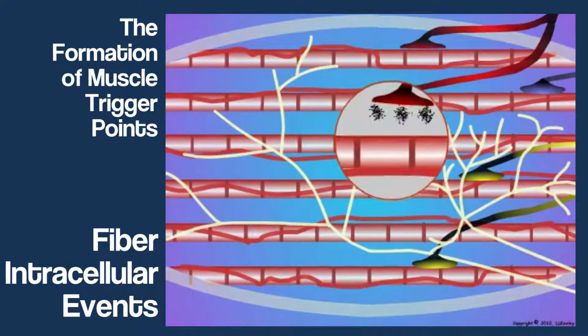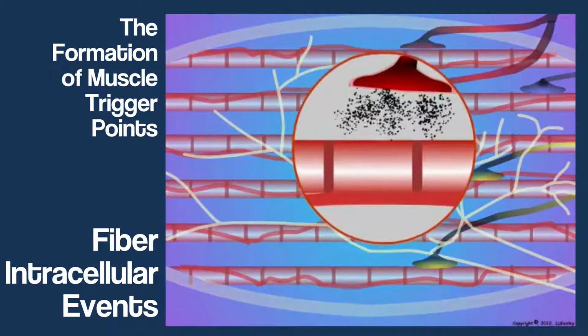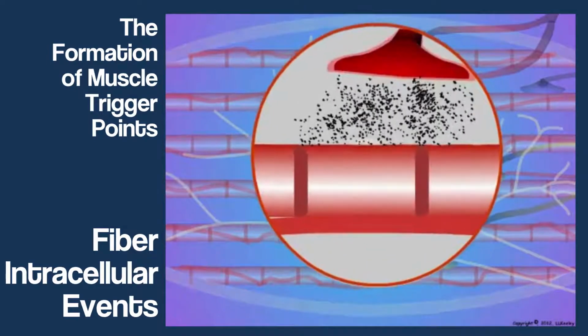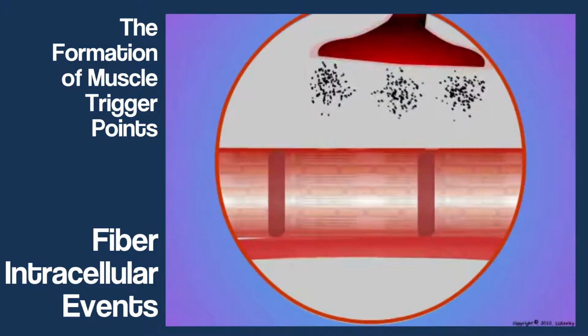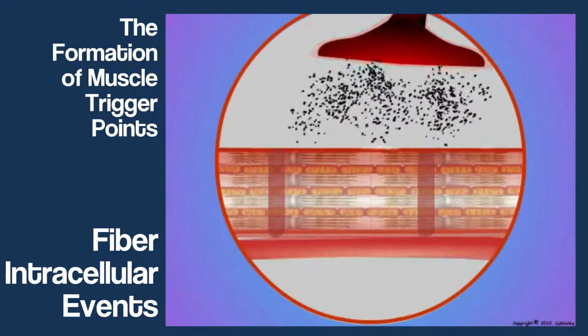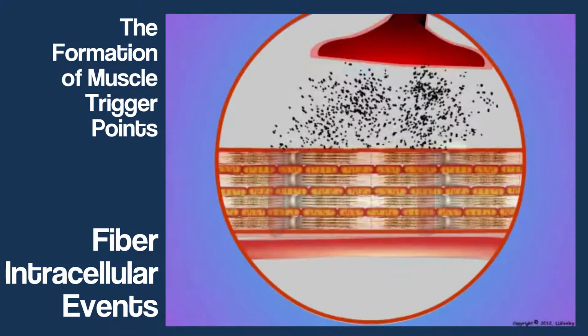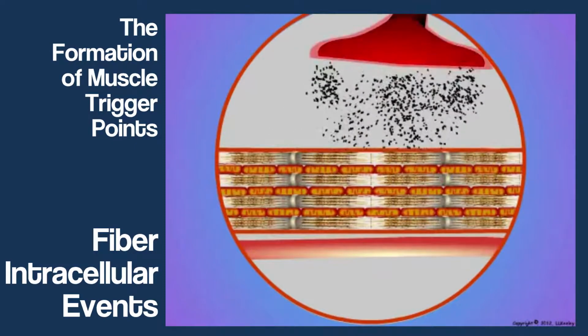Let us take a closer look at the start of trigger point formation to better understand how trigger points form and why they cause pain. Let us look inside the fiber at the sarcomeres to see how they respond to the constant release of acetylcholine by the dysfunctional end plate.